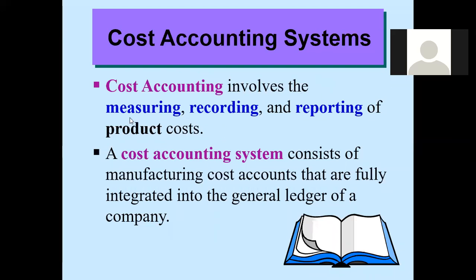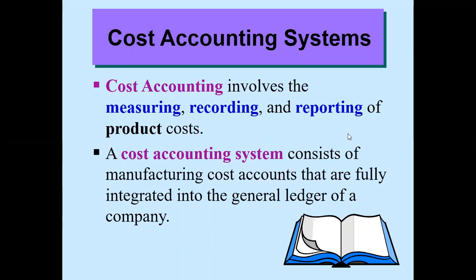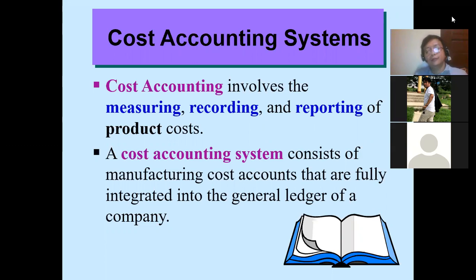Okay. Sir, why only the product cost? Go back to your discussion about product cost versus period cost. What is the difference between product cost and period cost? Sir, product cost includes direct materials, direct labor, and manufacturing overhead. Period cost is what is not included in the product cost, the expenses, administrative expense. Very good.